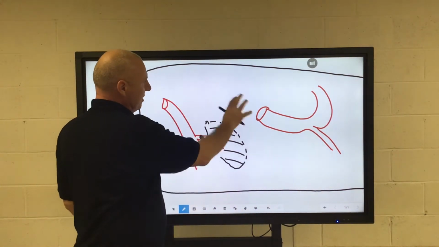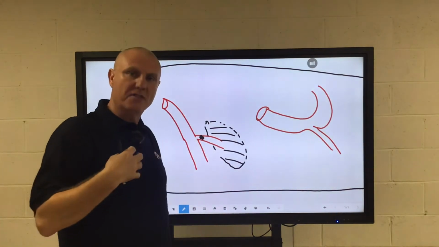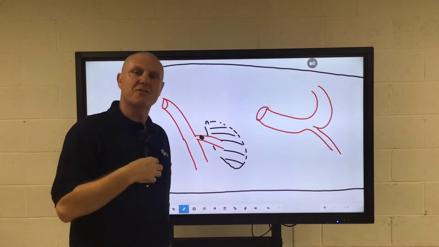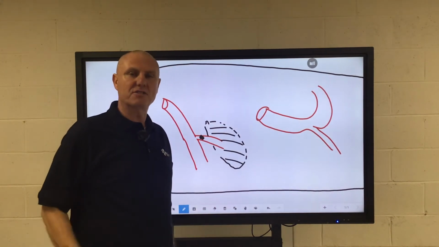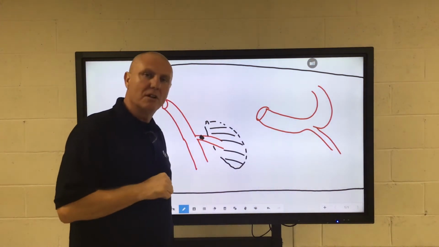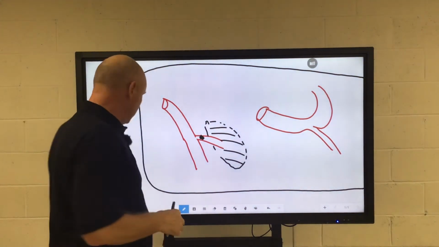We predominantly place our 6 electrodes on the front of the heart. Leads 1 through 4 are looking anteriorly at the front of the heart. Leads 5 and 6 are looking laterally to the side. So if we have something going on at the back of the heart, we're not going to see it.